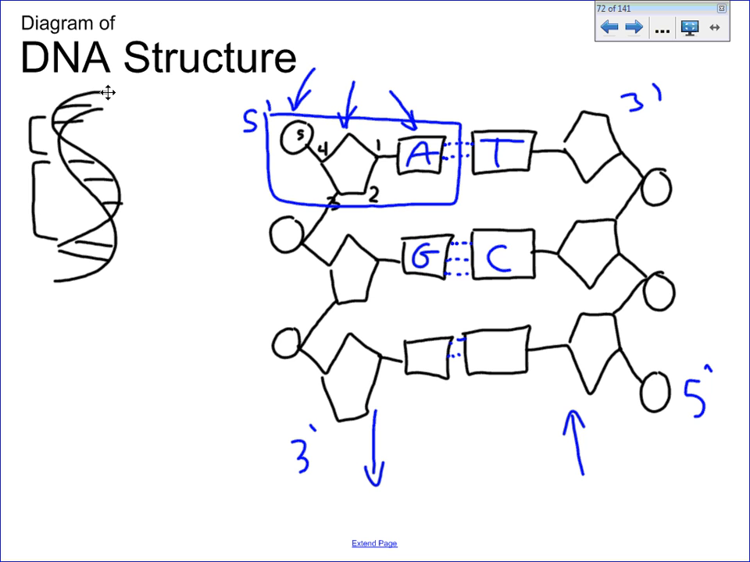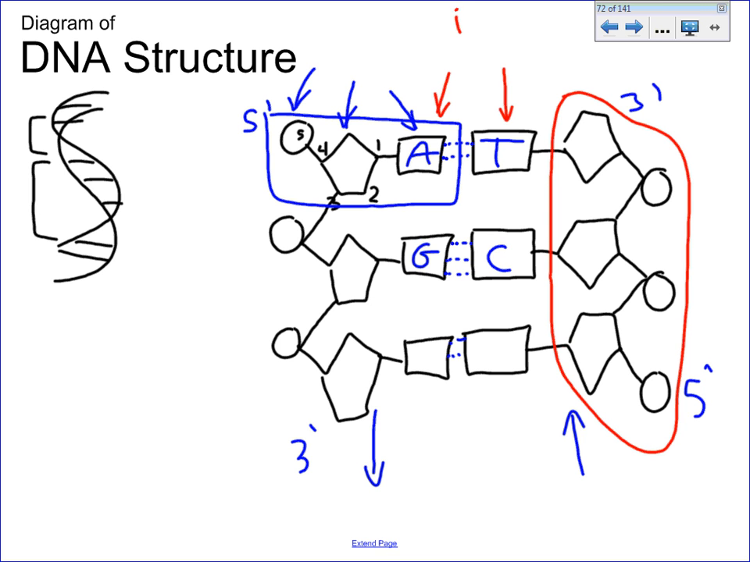In addition to that, we can highlight the sugar phosphate backbone on one side. We can also highlight the base pairs connected by hydrogen bonds.